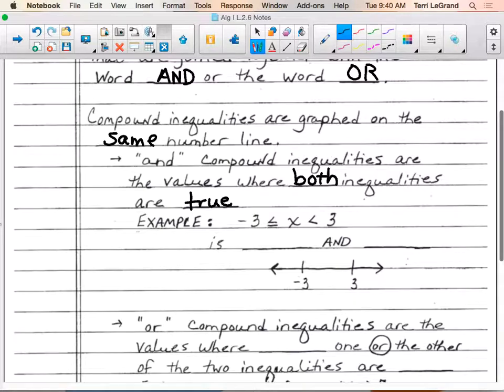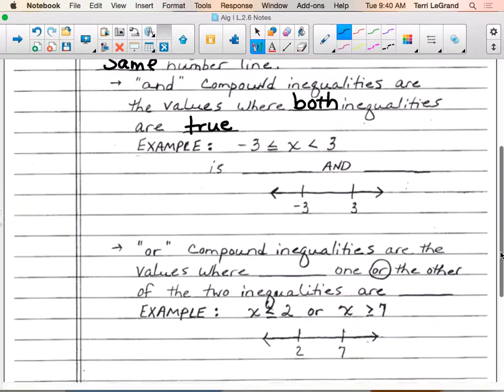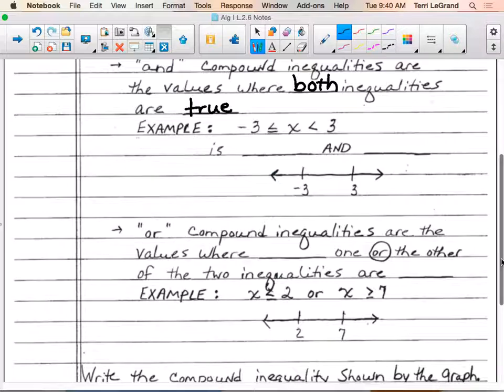Remember, it's an intersection. So here's an example of an and compound inequality. Can somebody read that for me? How do you think that example there is read? Devin? -3 is less than or equal to x, and x is less than 3. Okay, good job. -3 is less than or equal to x, and x is less than 3.